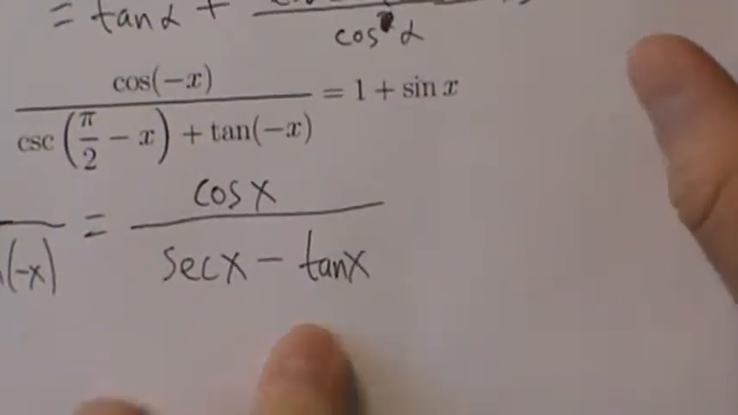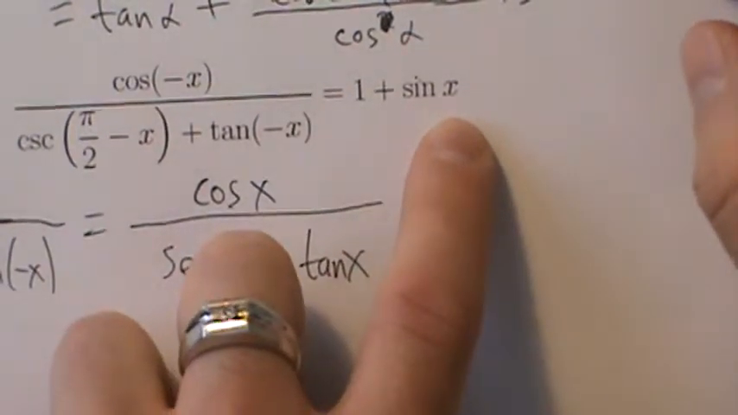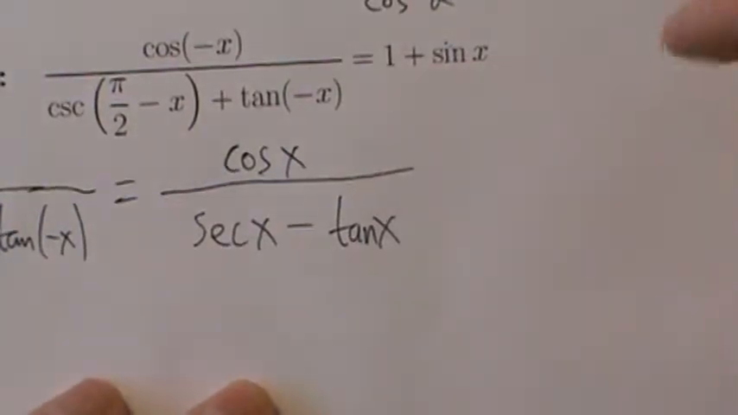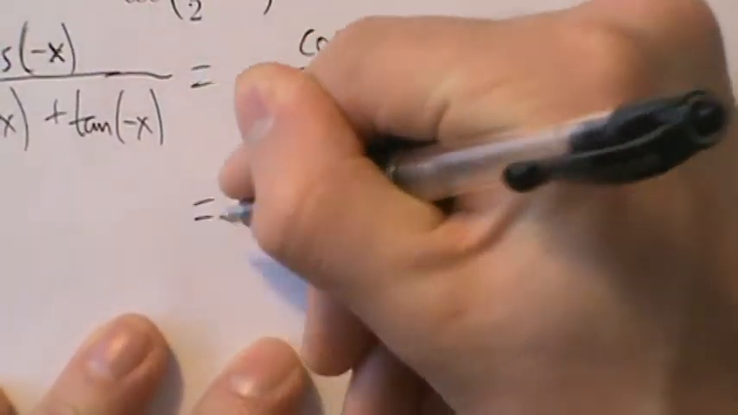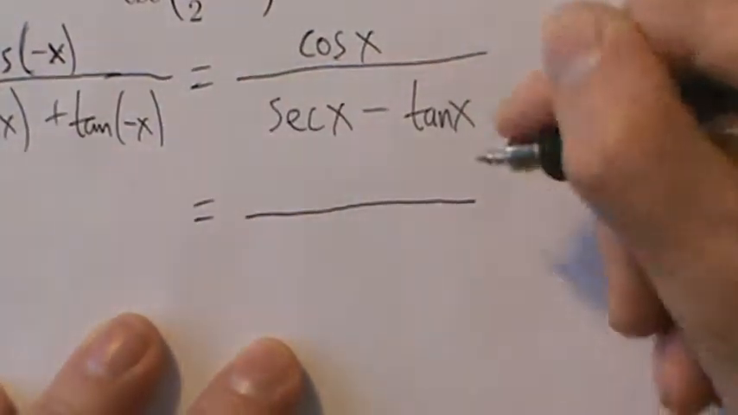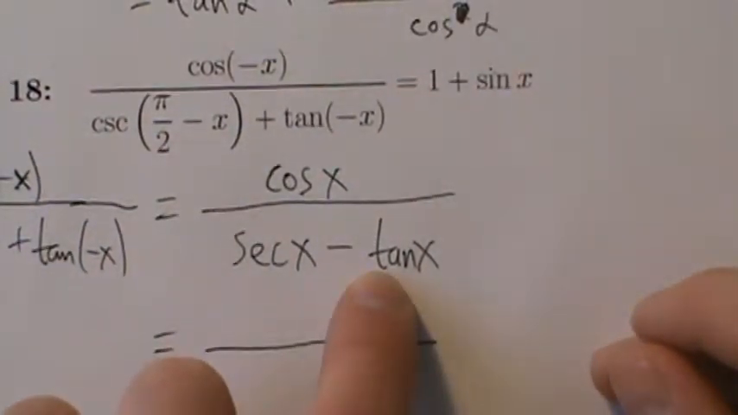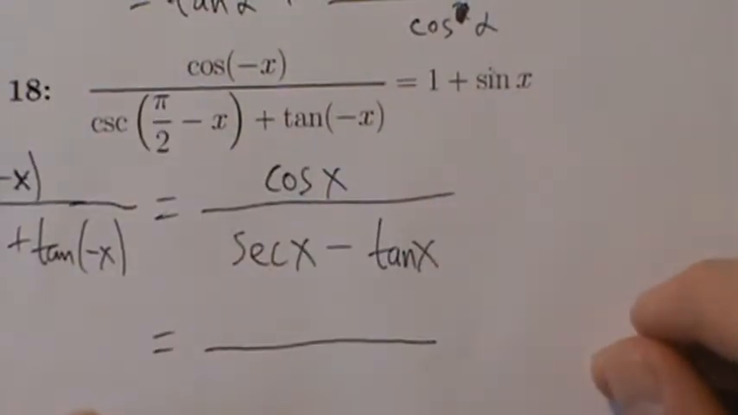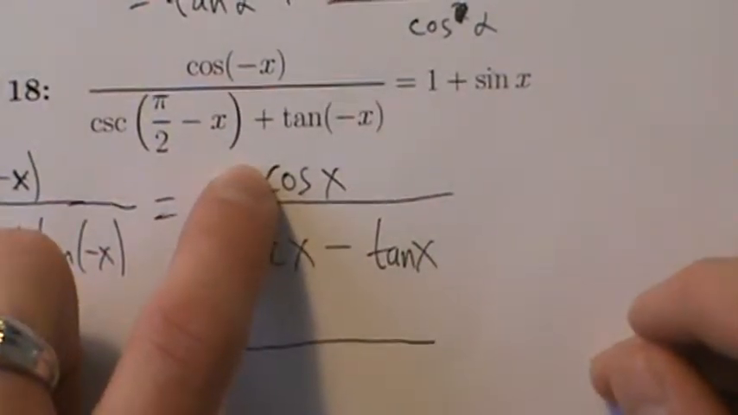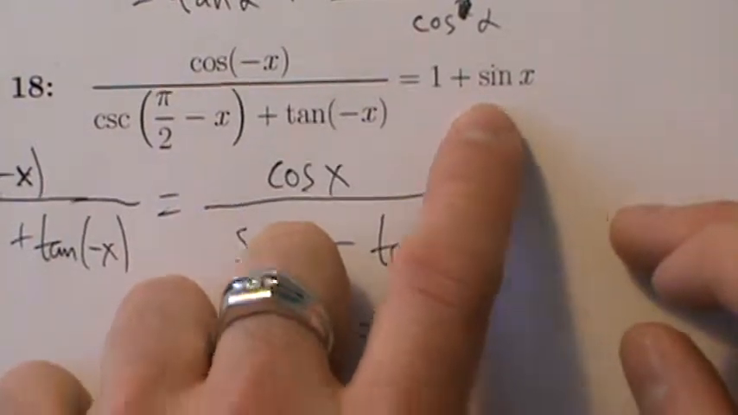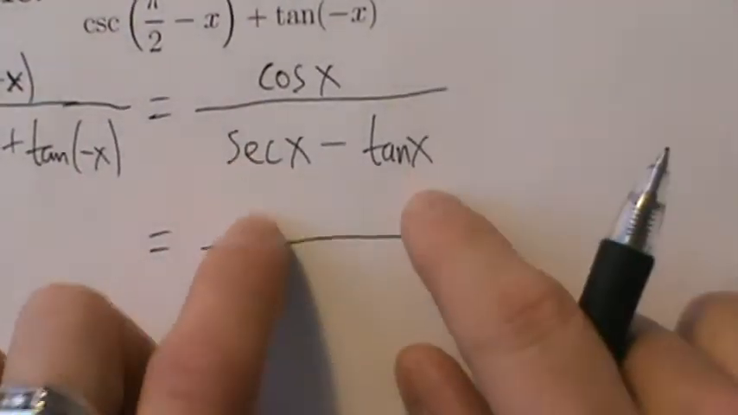So we want to end up with 1 plus sine of x. So let's convert everything to sines and cosines and hope it all works out. So again, that's how we're thinking about it: we have cosine of x over secant of x minus tangent of x. So let's convert everything into sines and cosines, because we already have a cosine up here, and our result that we eventually want is 1 plus sine of x. So let's convert everything to sines and cosines to get rid of secant and tangent.